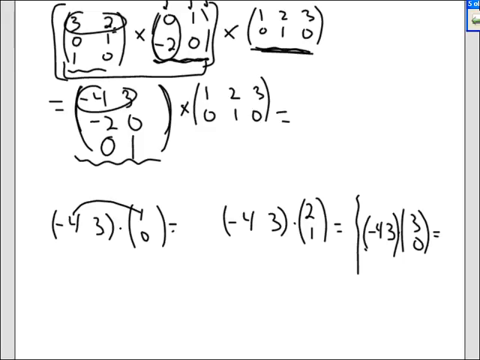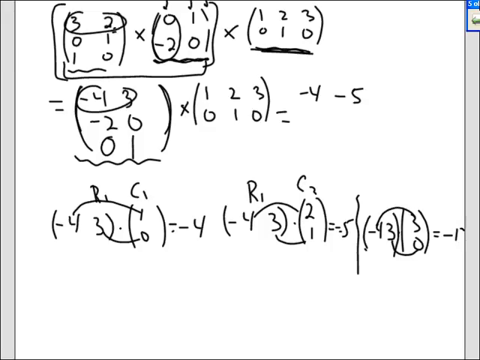Negative 4 plus 0 is negative 4. First row, column 1: negative 4. First row, column 2: negative 8 plus 3, negative 5. Row 1, column 2 is negative 5. Negative 12 plus 0, negative 12. Row 1, column 3 is negative 12.